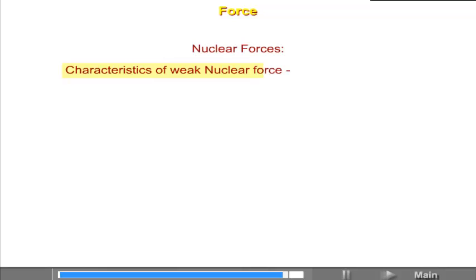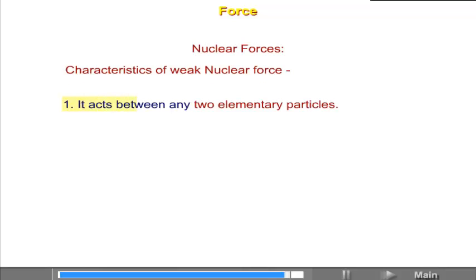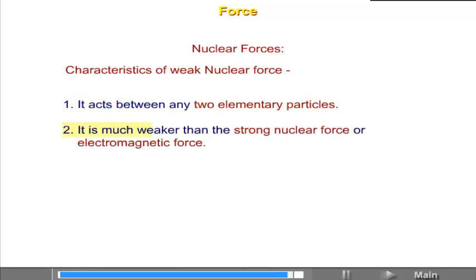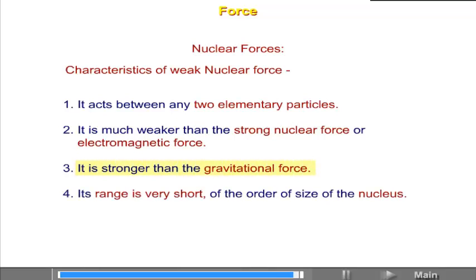Force between pp, nn and pn have the same magnitude, that is, not affected by the nature of charge. Characteristics of weak nuclear force: It acts between any two elementary particles. It is much weaker than the strong nuclear force or electromagnetic force. It is stronger than the gravitational force. Its range is very short, of the order of the size of the nucleus.